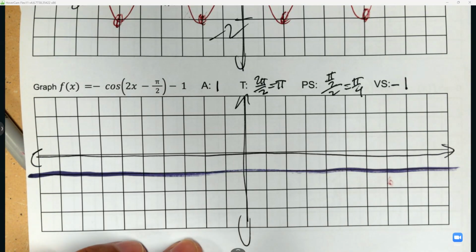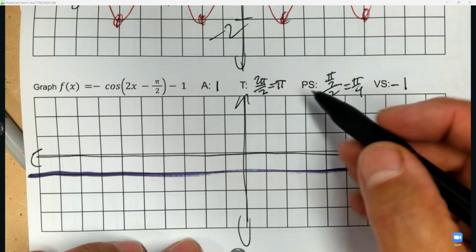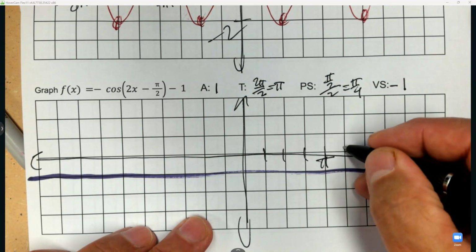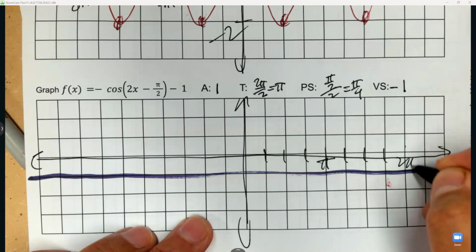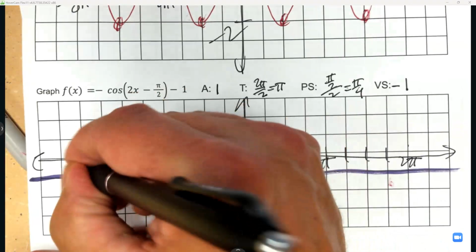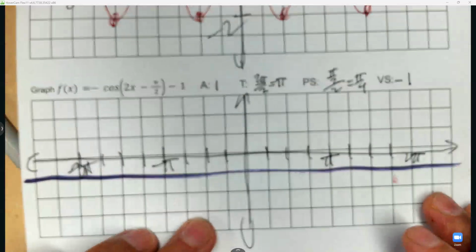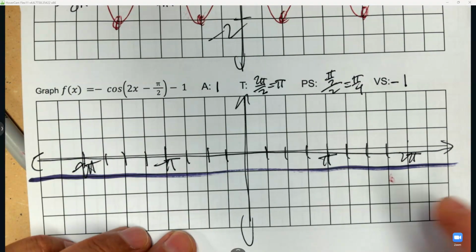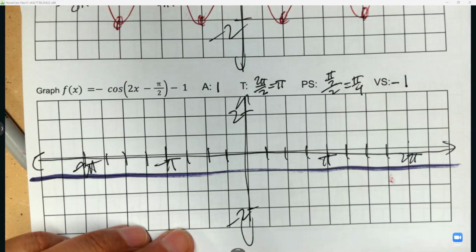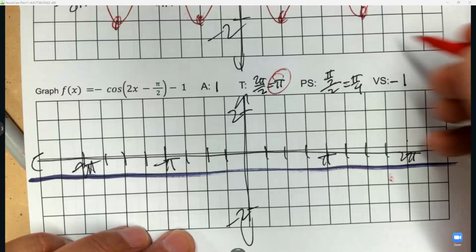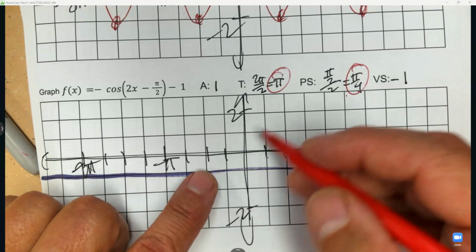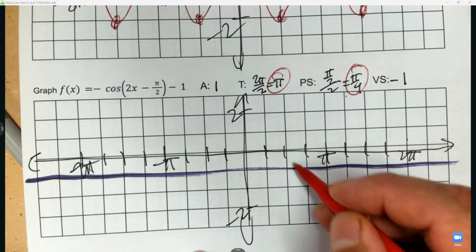Now, I'm also going to do the scale. So it's pi for the period. So I'm going to go 1, 2, 3, pi. And then do it again, that's 2 pi. To the left, that's negative pi. To the left, that's negative 2 pi. And then we can figure this out. So it's going to start at pi over 4. So that means 1 to the right. Right here is pi over 4 with this scale.